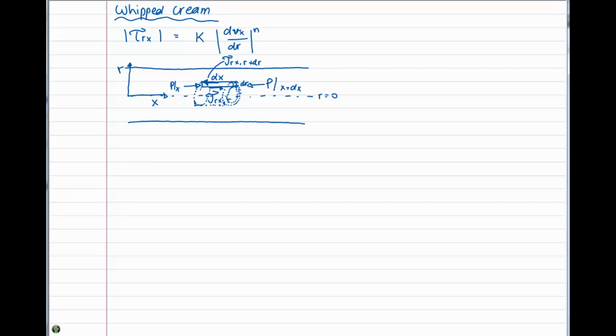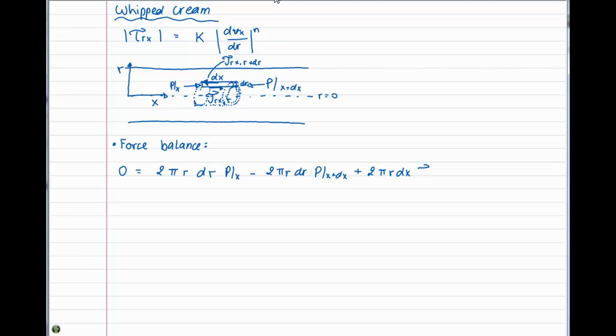Now we set up a force balance. It's a steady state, so it will be equal to 0. For the pressure force, we multiply the cross-sectional area with the pressure. Since it's so thin, we can just use for the area the product of the perimeter, so 2 pi times r, and the thickness dr. So once for the pressure at the point x and once at the point x plus dx.